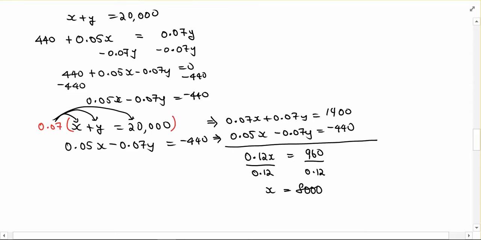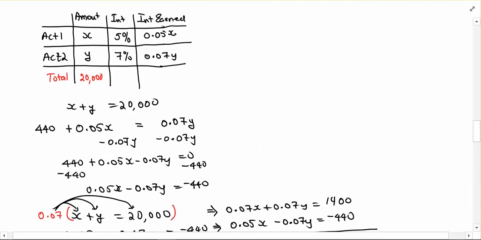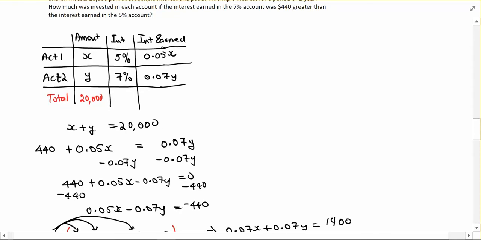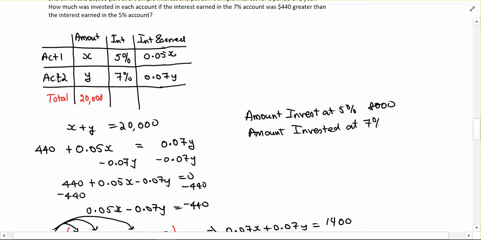So if I know x is 8,000, I can figure out the y easily, because combined they are 20,000, so y must be 12,000. So amount invested at 5%, which is x, which is 8,000, and amount invested at 7%, which is the y, is 12,000.